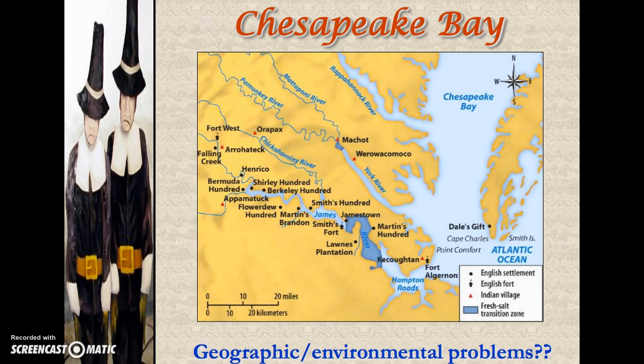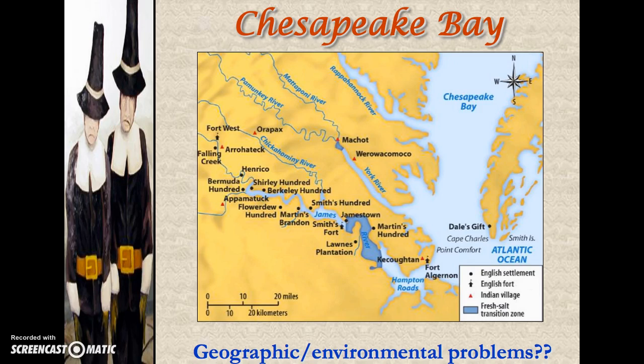Now, this is the Chesapeake Bay region. You can see the Chesapeake Bay there near the compass. We're going to focus, obviously, on Jamestown, which is almost just below the center there on the map. Notice, though, where the English are settled, right along the water. Also notice where the Indian villages are, because that's going to play a role in a later conflict.